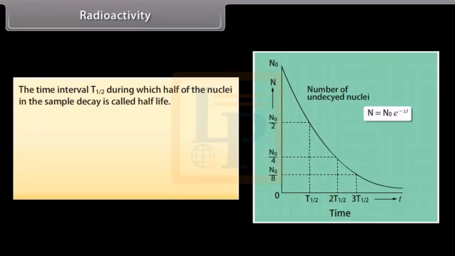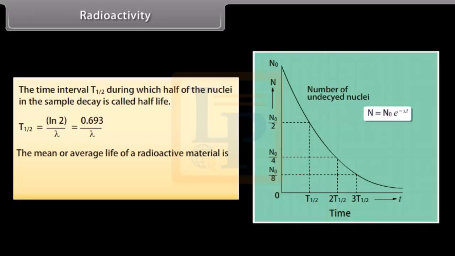Half-life. The time interval t½ during which half of the nuclei in the sample decay is called half-life. t½ = ln 2/λ = 0.693/λ. The mean or average life of a radioactive material is τ, which is equal to 1/λ.